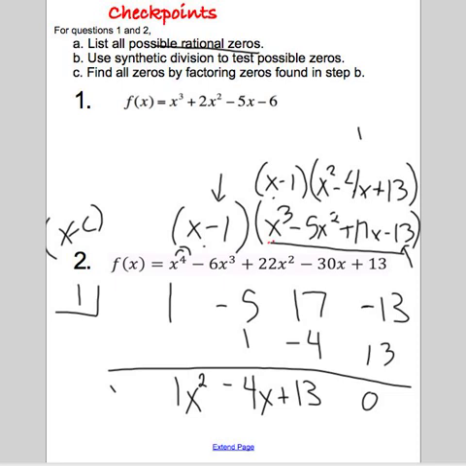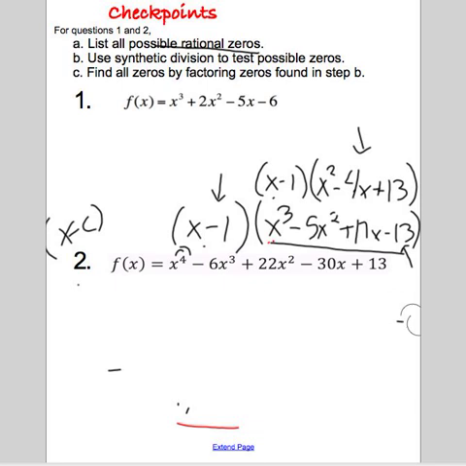And then this one, we still want to find the zeros. We're at a point where it's a quadratic. We already discovered negative 1 doesn't work. That means negative 1 won't work with this polynomial that you have down here either. But what I could try is 13 or negative 13. It happens that those do not work.